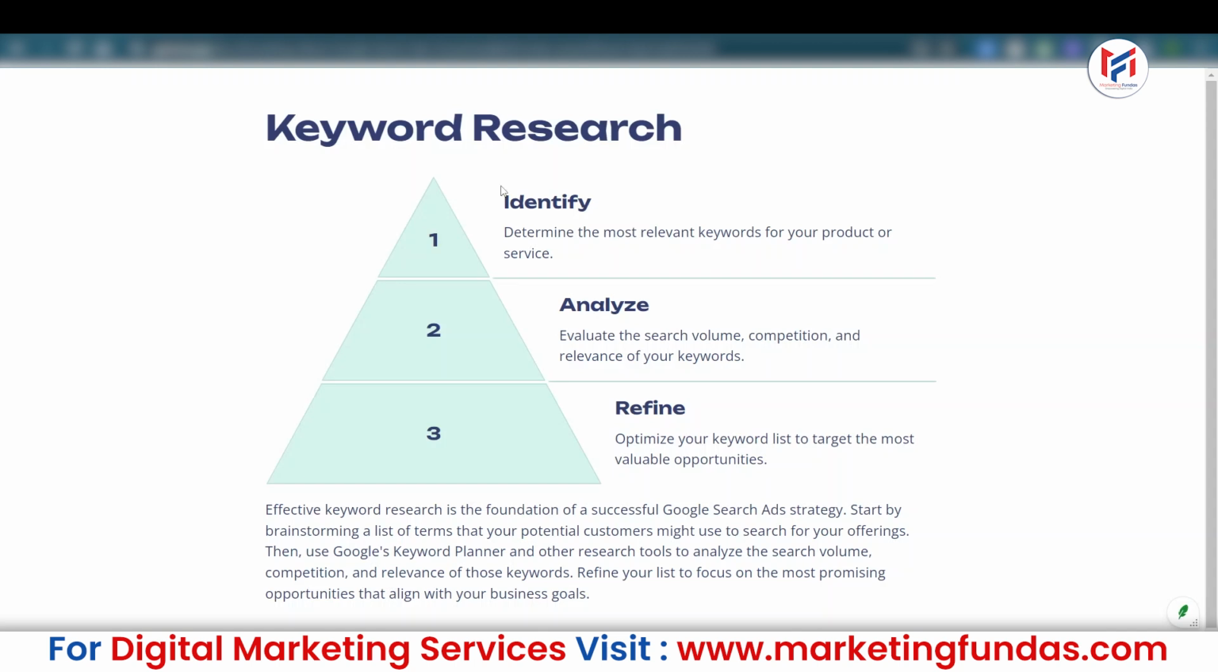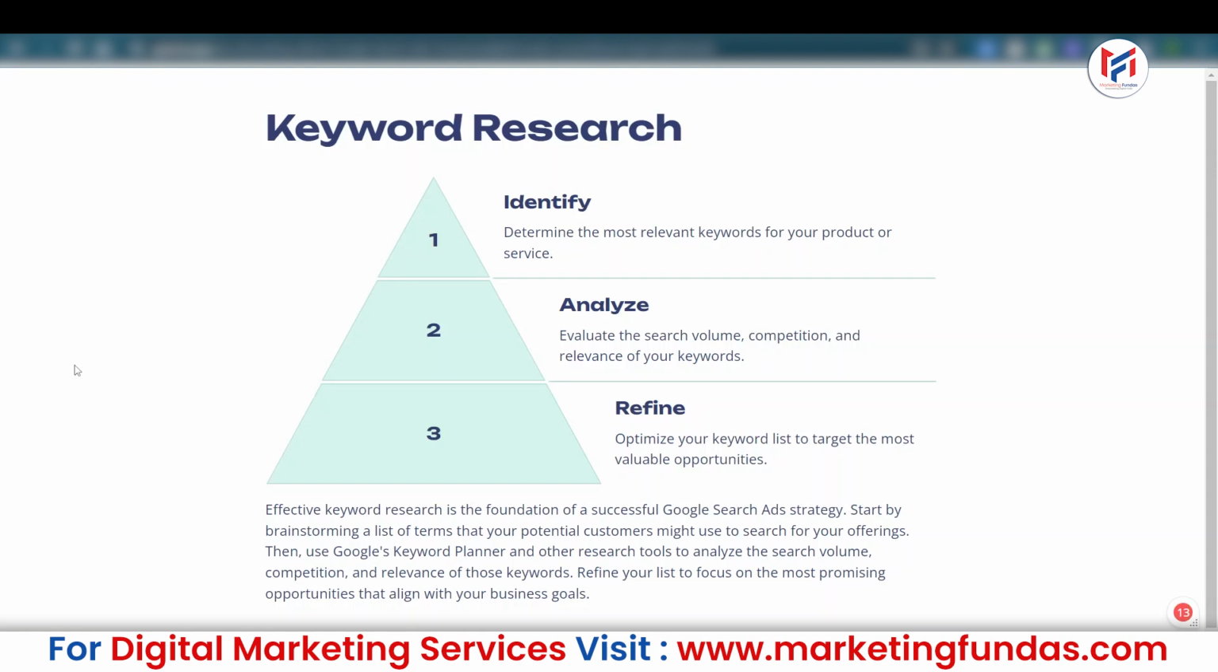Now there are three levels, or you can say three stages, to find the best keyword for your business. The first one is identify. In identify level, we basically find out the relevant keywords for our business, for our product or services, right? Then the second level is to analyze the keyword. And how we analyze the keyword, basically we check the search volume, the competition level, and the relevancy of that keyword, like how much relevant that keyword is. And lastly, we refine the list of our keywords by just keeping the most valuable keywords that can bring the most or highest results for our product or services.